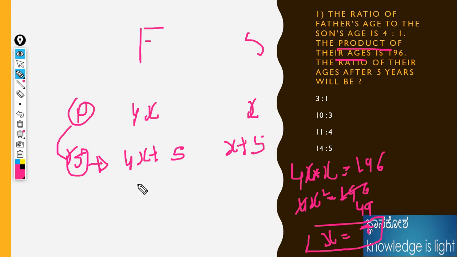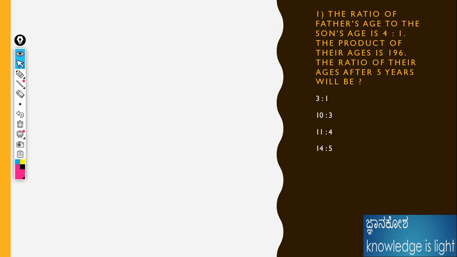Okay, what is the ratio? 7 for the 28, 28 plus 5 is 33, and 7 plus 5 is 12. Understand? Okay, again 33 divided by 3 is 11, so 11 is to 4 is the answer. See, if I make the table for any question on ages, definitely you will solve it in an easy way. Okay, I'll move on to the next question.